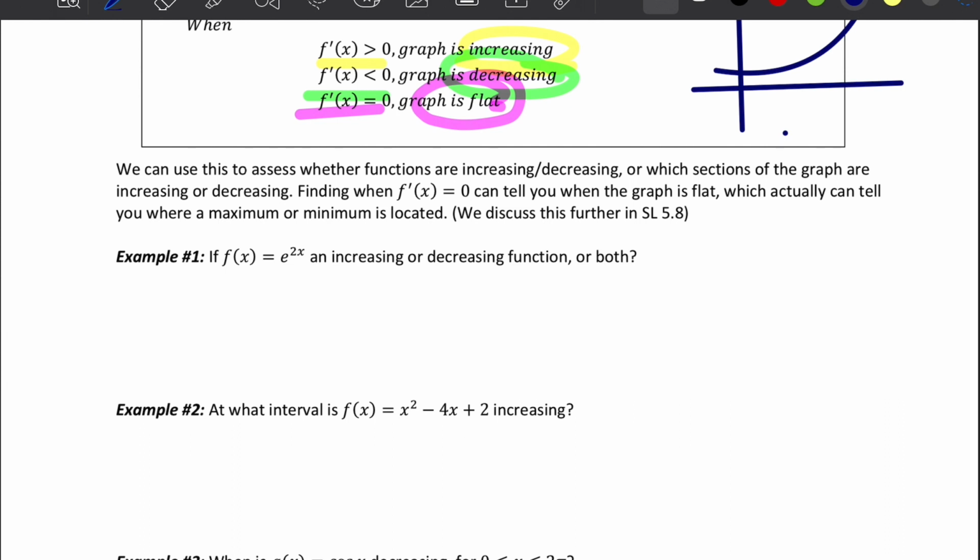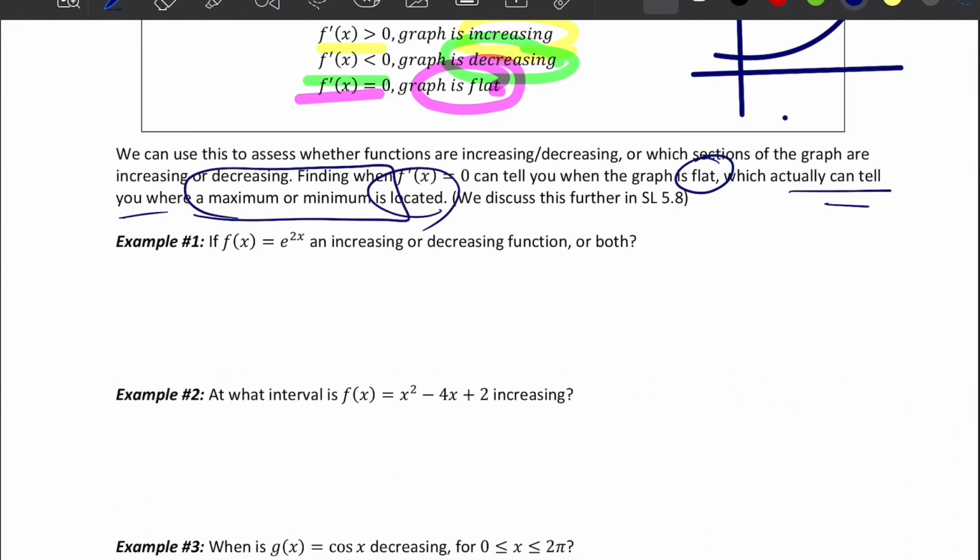However, finding where the derivative of a function is equal to 0 can tell you when the graph is flat, which actually can tell you where the maximum or minimum is located. And we're going to discuss this further in SF 5.8.